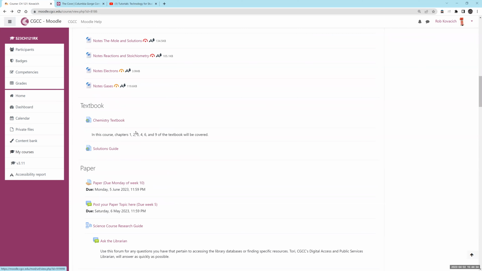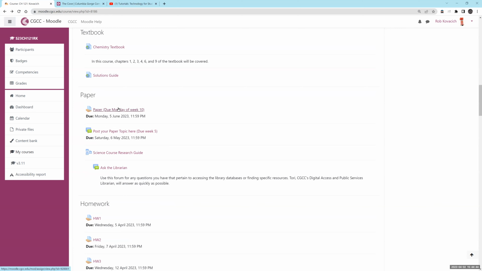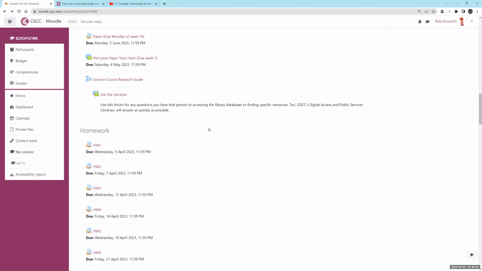Here's the textbook again. And again, we're going to be going over 1, 2, 3, 4, 6, and 9. And here's a solutions guide that they give you too for some of those questions in the back of the book. The paper, again, it's here. I want you to post by Saturday, May 6th, what plant you're going to be writing about. And if you have any questions about research, you can ask the librarian, Tori Stanek. She's fantastic. She knows exactly what she's doing.